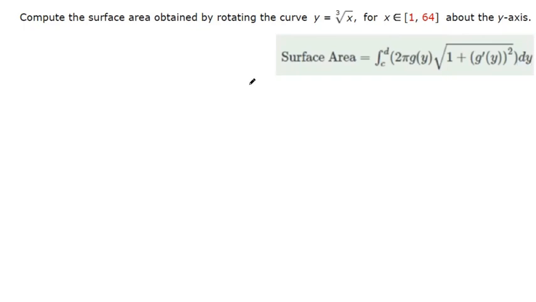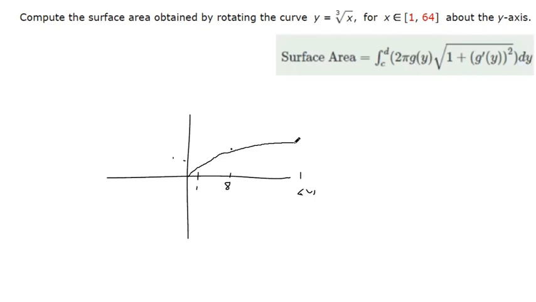So we're asked to find the surface area by revolving this curve between these two x-coordinates around the y-axis. So you could draw it. X is 1, x is 64. Cube root, what does that look like? Well, this is 1, this would be 1. If this is 8, this would be 2, because that's the cube root of 8. So it should look something like this.